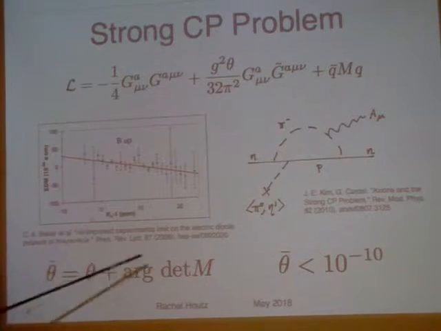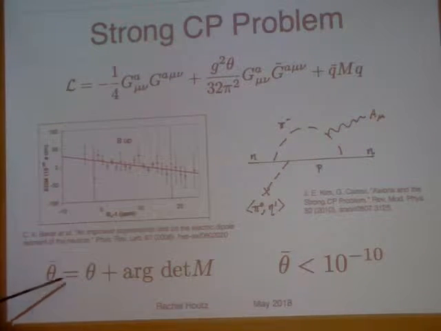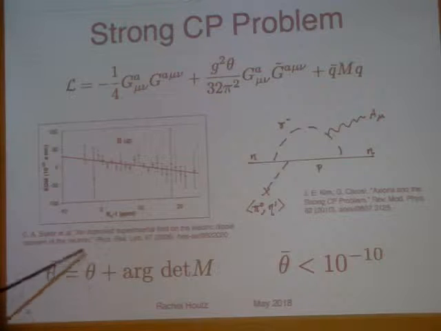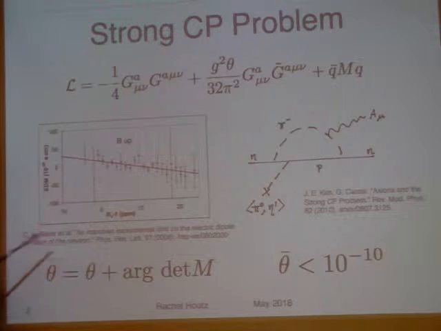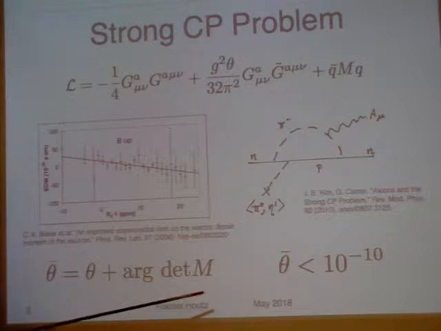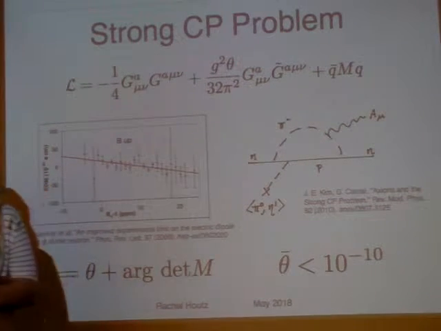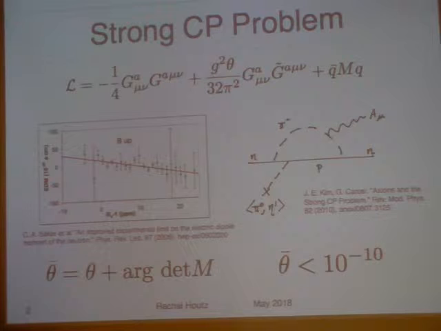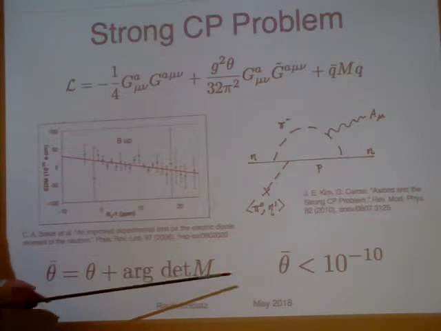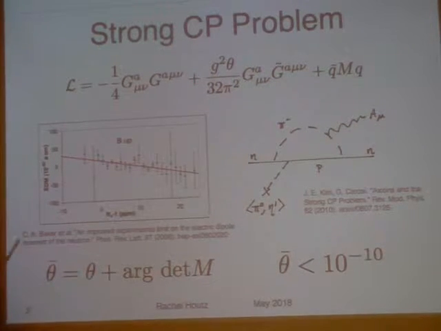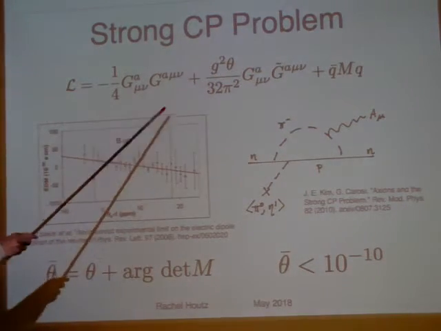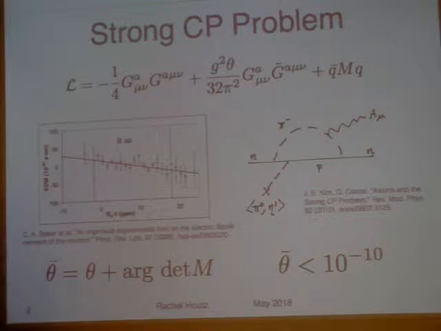The actual CP violation comes in through this physical CP violating parameter, theta bar, which is the bare theta term in the Lagrangian plus the complex phases of the quark couplings. Experiment has put very strict bounds on theta bar, to be less than 10 to the minus 10. So as theorists, our question is to either justify this very small number without fine-tuning, or explain why this interaction term isn't there.